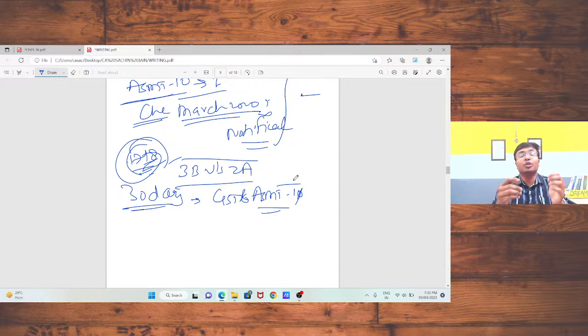The form in which you need to file the reply is GST ASMT 11. The department will issue the notice in GST ASMT 10. You should file the reply in form GST ASMT 11. Okay, sir. Within 30 days.